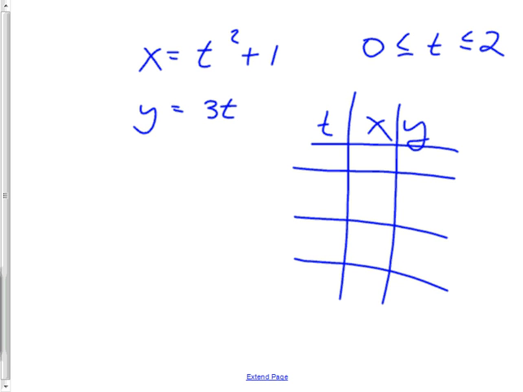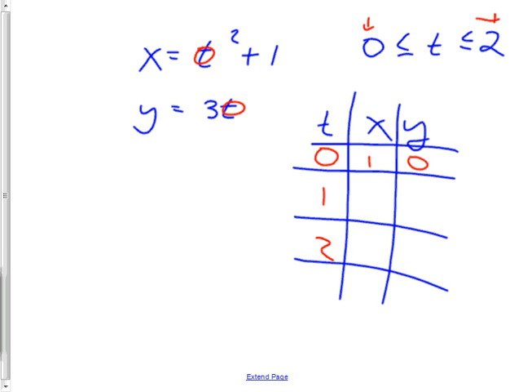Okay, T. What are smart things to pick for T? The endpoints for sure. You want T equals 0, and that's because it's one of the endpoints here. At T equals 2 would be another very logical choice. And then something in between would make some sense. How about 1? And then if I stick in T as 0, I get 0, and 0 is 0 plus 1, and then 0 times 0 is 0.